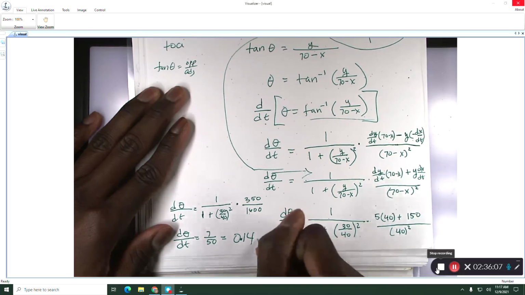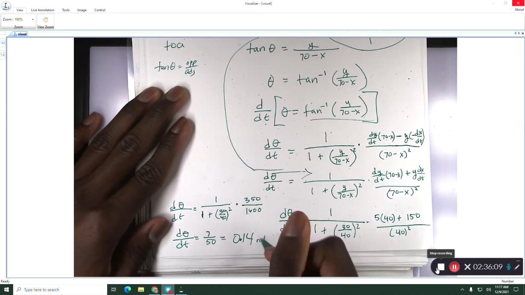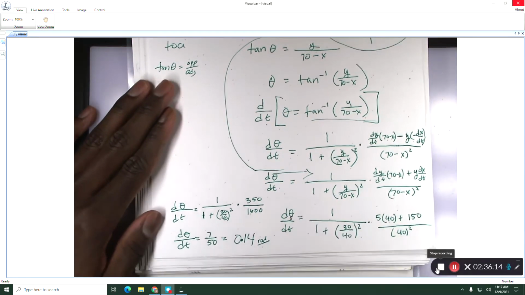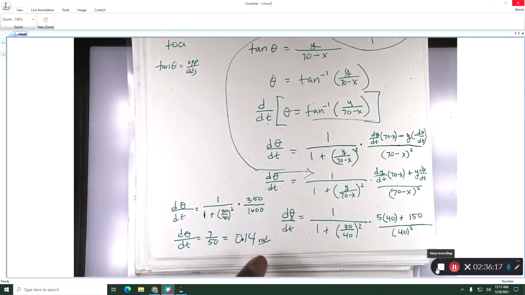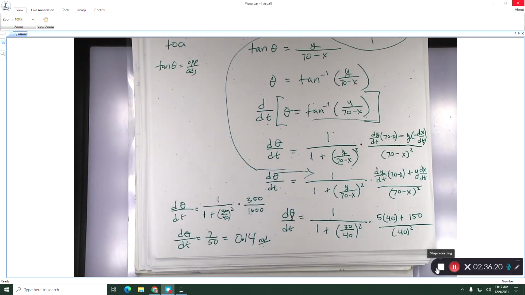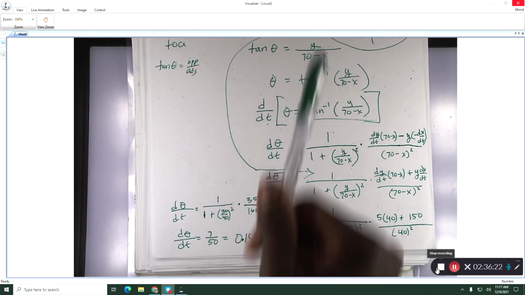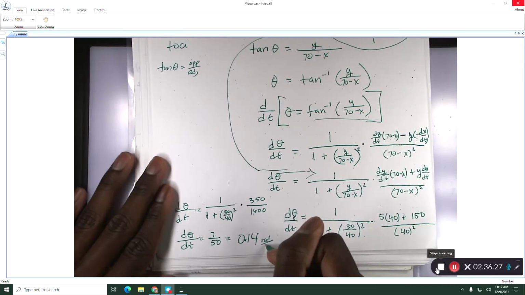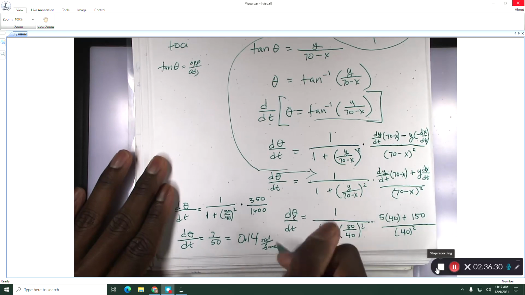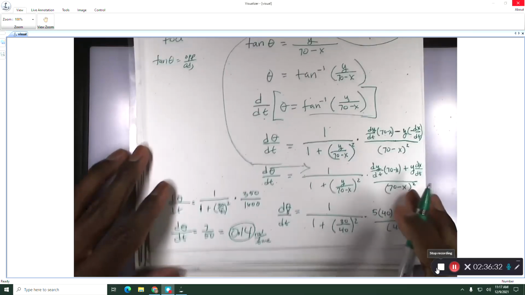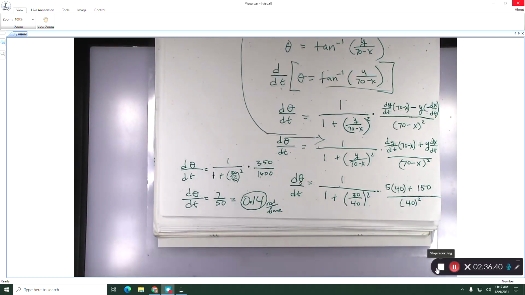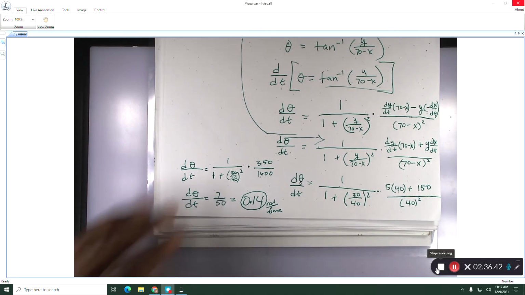And it doesn't ask for units, but this is radians because your angle is in radians. I'm in radian mode in my calculator. Radians per whatever the time is. But it doesn't ask for units, and it doesn't give us the time in seconds or minutes. So we could just say time, or you could just put the answer. It doesn't ask us for units, so. But it's radians per whatever the time is. And that is the end.